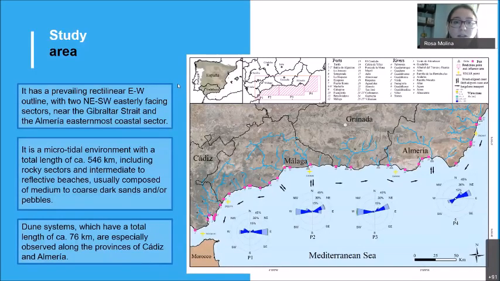The study area is located in the south of Spain. Administratively it belongs to Cadiz, Málaga, Granada, and Almería provinces. It has a prevailing rectilinear east-west outline with two northeast-southwest, easterly facing sectors. One near the Gibraltar strait, and the other one the Almería easternmost coastal sector. It is a macrotidal environment with a total length of 546 kilometers, including rocky sectors and intermediate to reflective beaches that are usually composed of medium to coarse dark sands or pebbles, and the dune systems, which have a total length of 76 kilometers, are especially observed along the provinces of Cadiz and Almería.